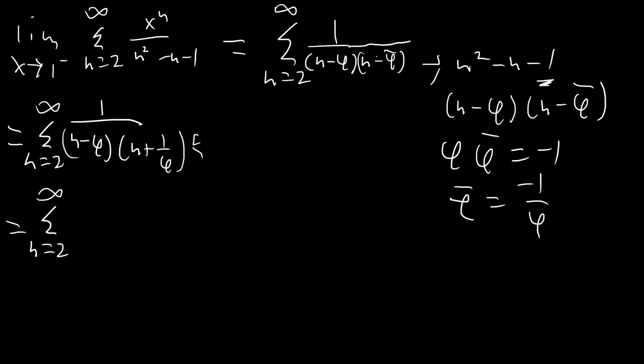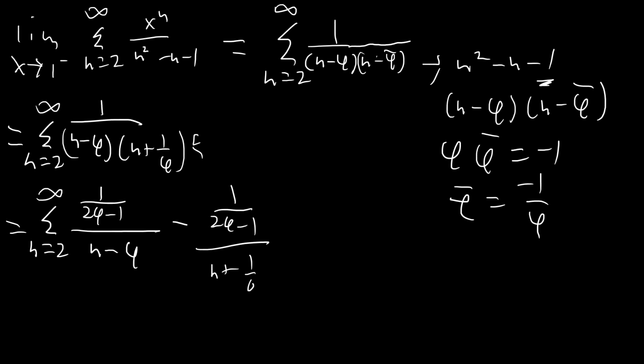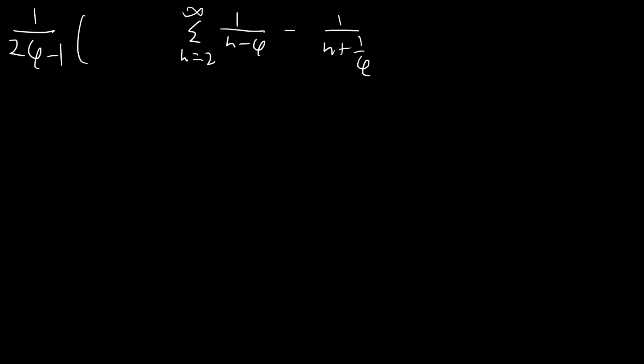So we can just go ahead and say this is going to be 1 over 2 phi minus 1, n minus phi. And if we go ahead and plug negative 1 over phi right here, and then simplify, we just find it's negative the other thing. So it's going to be negative 1 over 2 phi minus 1 over n plus 1 over phi. All right. So we can go ahead and just factor that out. So overall, this is what we have.